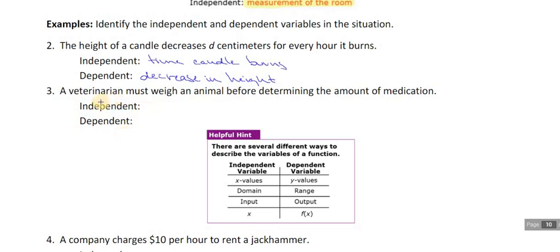Next, we have number 3. A veterinarian must weigh an animal before determining the amount of medication. We need to determine our independent and dependent variables. Now think about which has to come first.